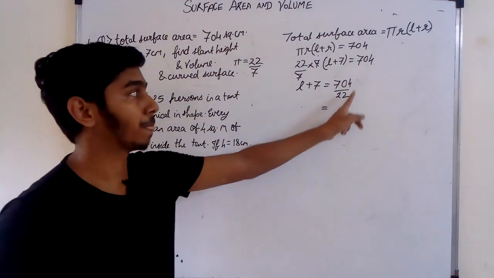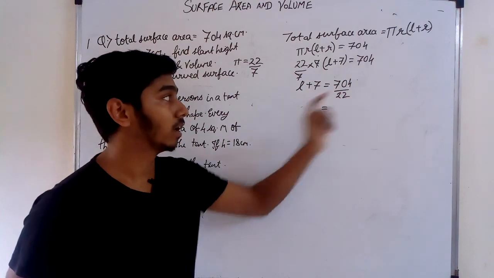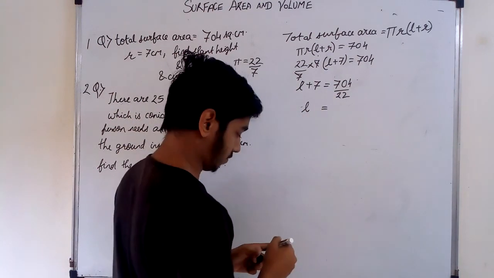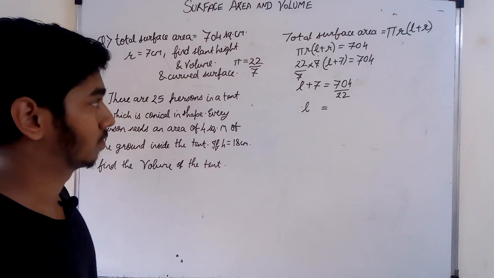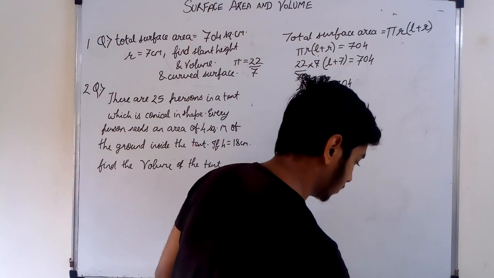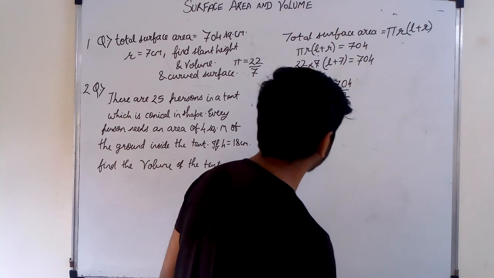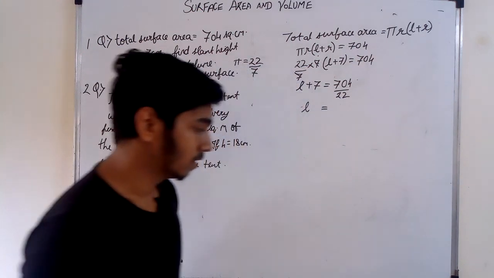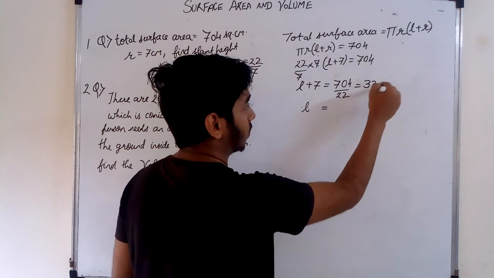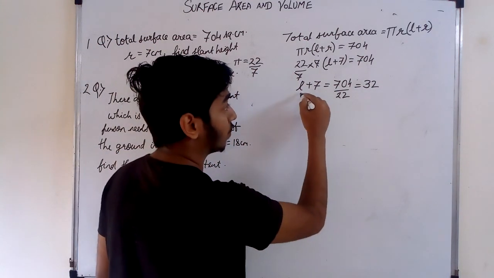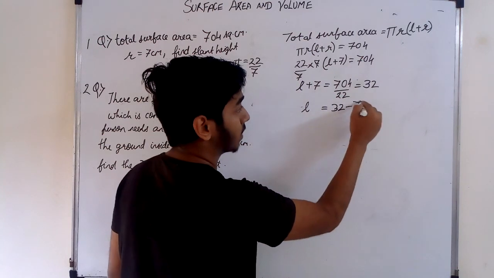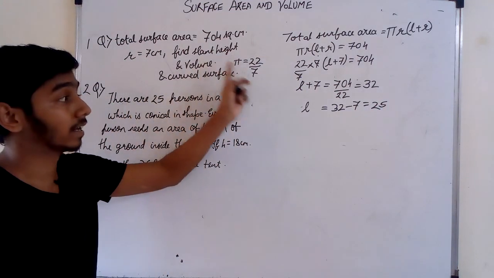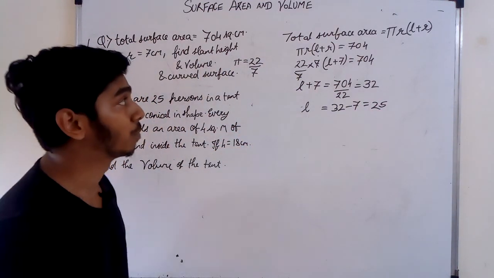Now this is equal to how much? Divide this with this and see what you get. 32 is the answer for this. Therefore l plus 7 is 32. The 7 goes to that side, becomes minus 7. So we get 32 minus 7, which is 25. So the slant height is 25. Okay, I hope you have understood this.